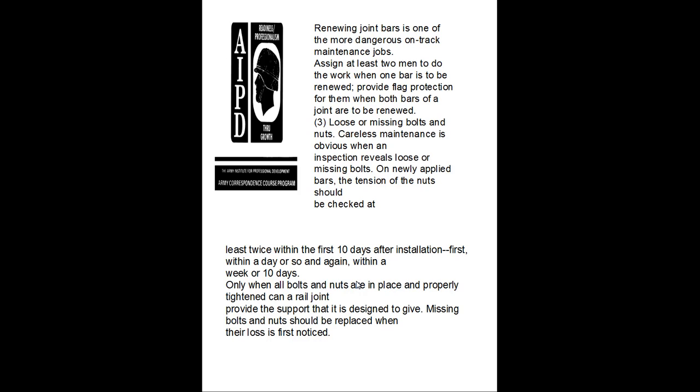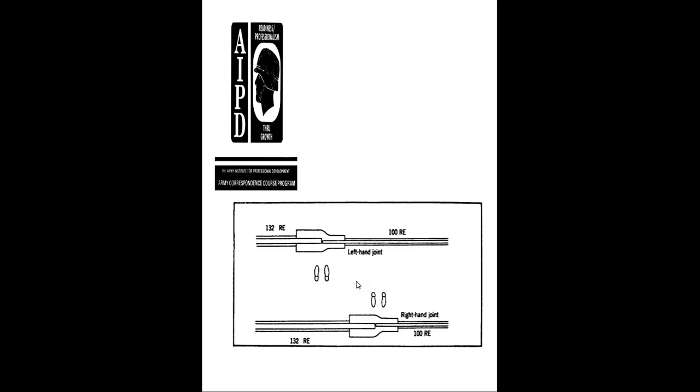Loose and missing bolts and nuts. Careless maintenance is obvious when inspection reveals loose or missing bolts. On newly applied bars, the tension of nuts should be checked at least twice within the first 10 days after installation: first within the day, then again within a week and 10 days. It is only after all bolts and nuts are placed and properly tightened that a rail joint can provide a support that is designed to give. Missing bolts and nuts should be replaced when their loss is first noticed.